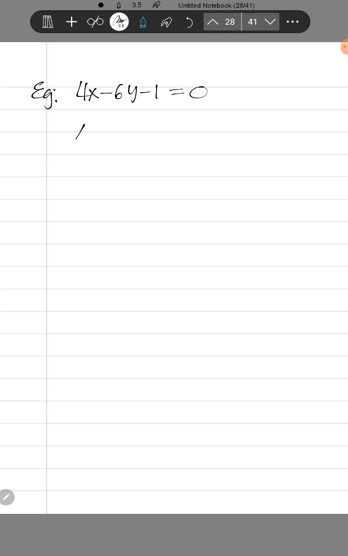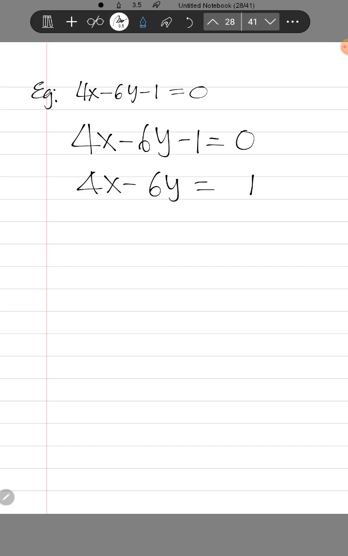Let me do this one. 4x minus 6y minus 1 is equal to 0. 4x minus 6y is equal to 1. Minus 6y is equal to minus 4x plus 1, because this is a plus 1 here.